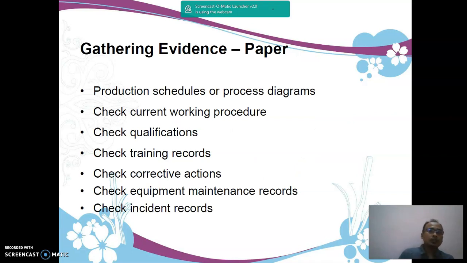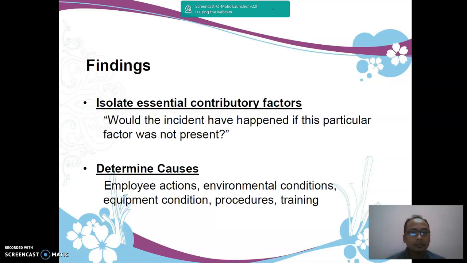So in terms of paper or documentation, you are also required to take evidence from documentation. Examples of documentation that you are required to take include the production schedule or process diagrams, check current working procedures, check qualifications, check training records, check corrective action, check equipment maintenance records, and also you can check the incident records from previous incidents.